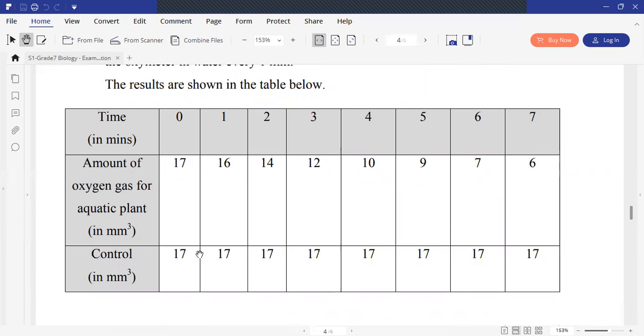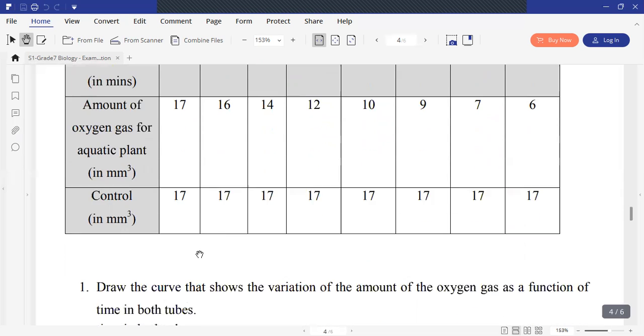While the control is used to compare and explain the results. So here I'm using the control to compare the results with that containing the aquatic plant. The level of oxygen remains constant at 17.